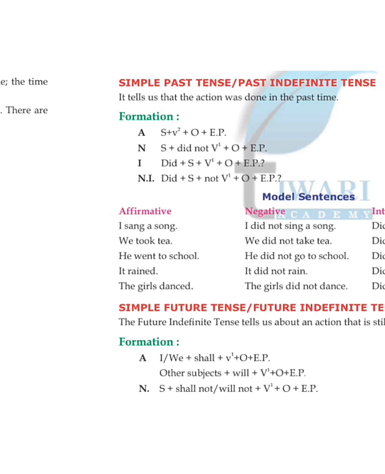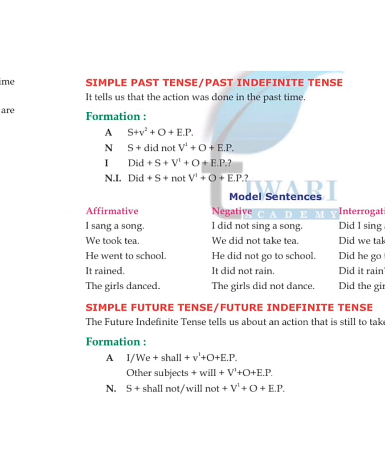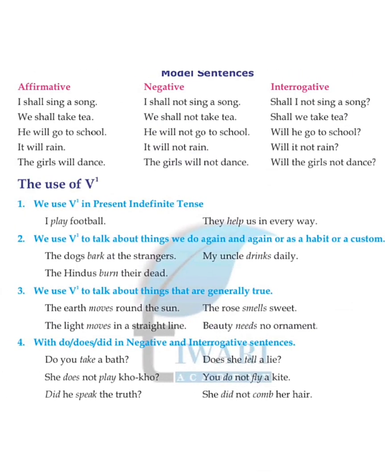What is the formation given here? I, we, shall, verb first form, object, and extension of predicate. For other subjects: subject plus will plus verb first form plus object plus extension of predicate. In the negative case, subject plus shall not or will not, then verb first form, object and extension of predicate. Clear? So these are the formations given here, like shall or will according to the subject.